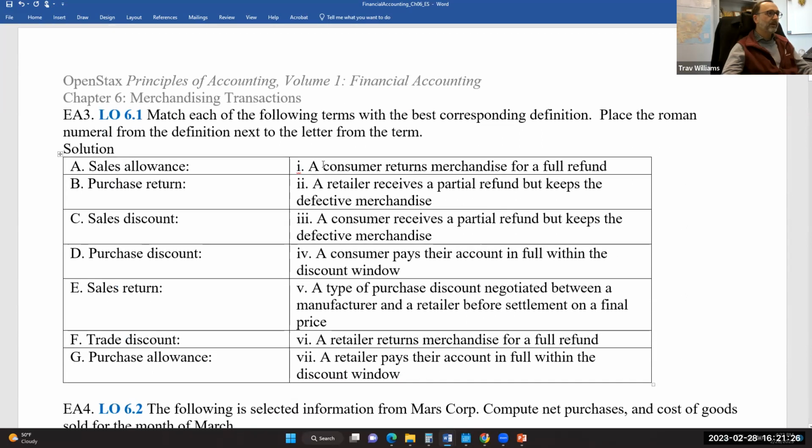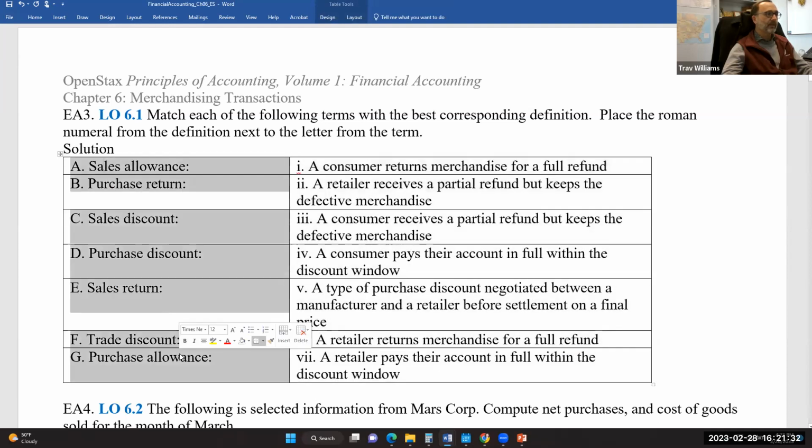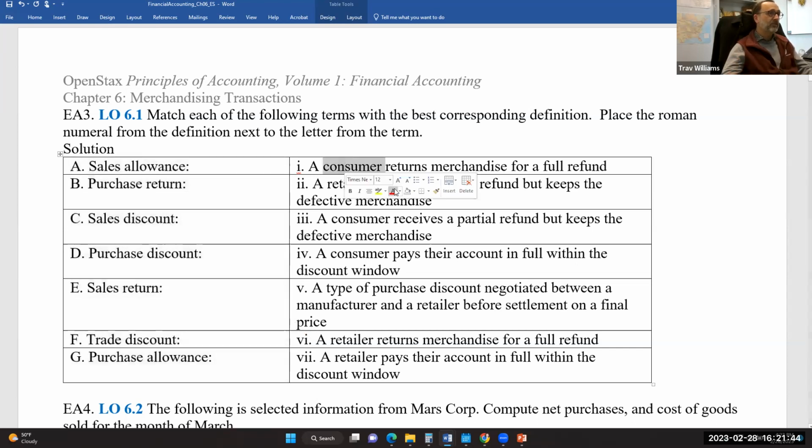So we've got a group of examples over here and terms over here on the left, and we have to match them up. Now, remember that in merchandising, the company could be the buyer or the seller. So if we see consumer, a consumer is an individual person, right? And so we must be the seller in that case. Because if there's a consumer involved, they must be our customer, and that means we're the seller. Okay, so that's a little tip for this exercise.